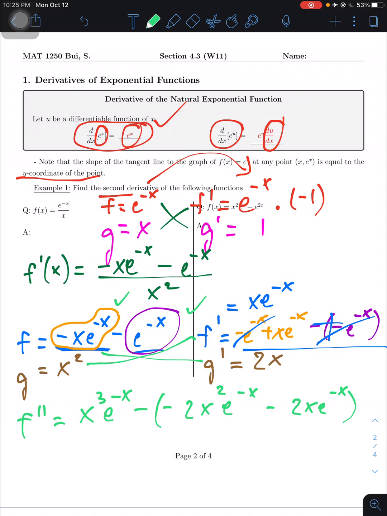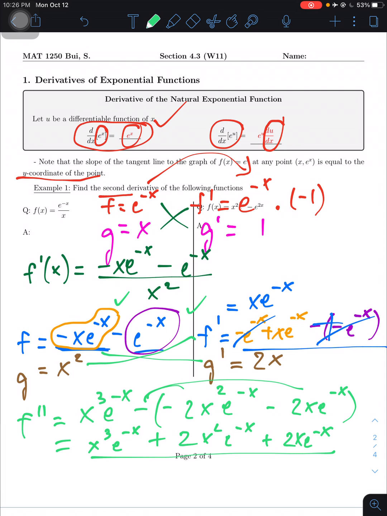Okay, after that I'm going to distribute the negatives into the parentheses, so I will have x cubed e to the negative x for rewriting, and then plus 2x squared e to the negative x plus 2x e to the negative x. Okay, and everything is over g squared, and my g squared in here is x squared, so that will be x to the fourth power.